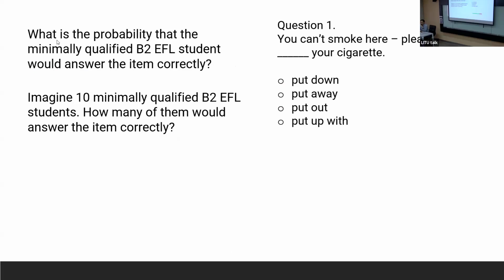You could rephrase these questions like this. Imagine 10 minimally qualified B2 EFL students. How many of them would answer the item correctly?